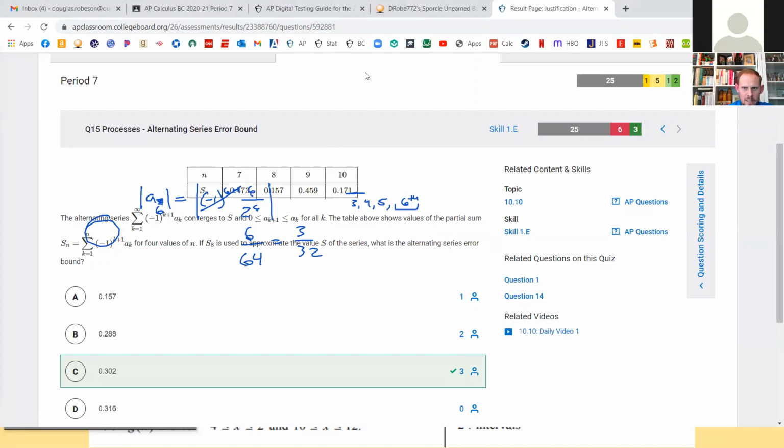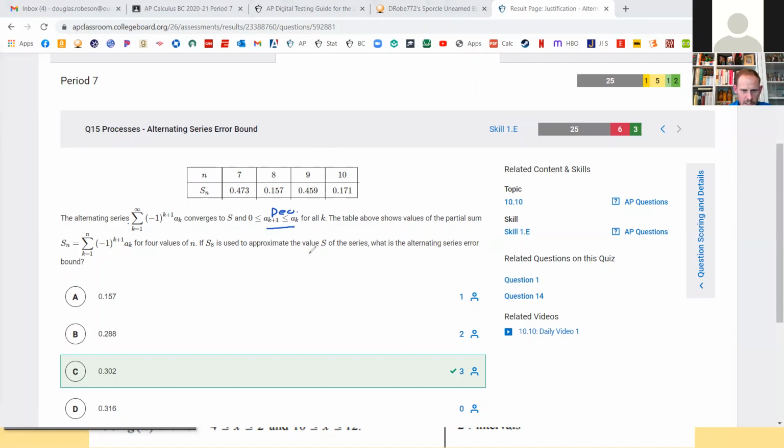All right. This one, let's see. We've got n values. We got partial sums. The alternating series converges to S, so it is going to converge. And terms are decreasing. That's what this is saying. It's decreasing for all k. The above table shows values of the partial sums for 4 values of n. Yeah, 1, 2, 3, 4.